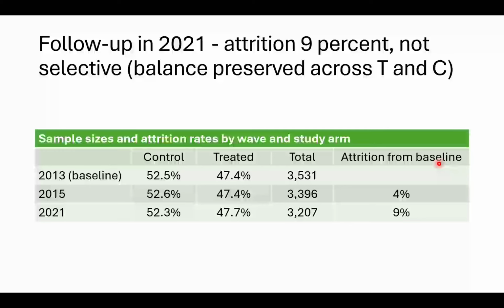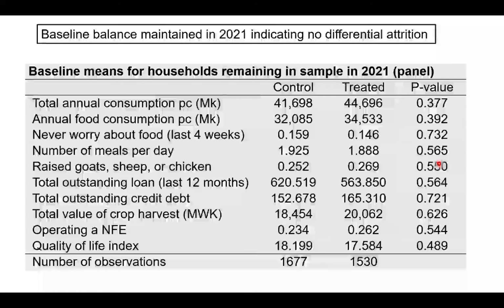So let me give you some of the results. All right. There's the usual stuff. Was there attrition? Was it selective? And so on. We've taken care of that, so just trust me on that. The balance is preserved. Here's the balance table to show that the 91% of households that we were able to re-interview didn't differ according to original treatment and control status. That's important for measuring causal effects of the treatment.